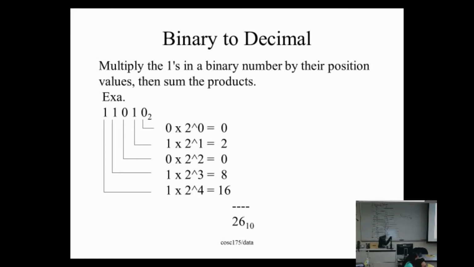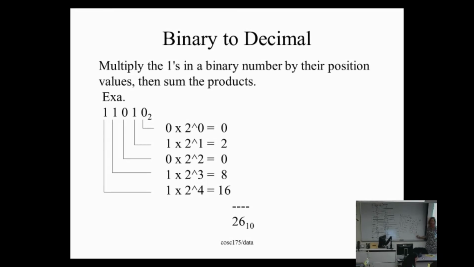Okay, so let me go over this one. We'll try another one. So the way to do this is 0 times 2 to the 0 is 0. 1 times 2 to the 1 is 2. 1 times 2 squared is 4. 1 times 2 to the 3rd is 8. 0 times 2 to the 4th is 0. And 1 times 2 to the 5th is 32. So you add that all up and you get 46.